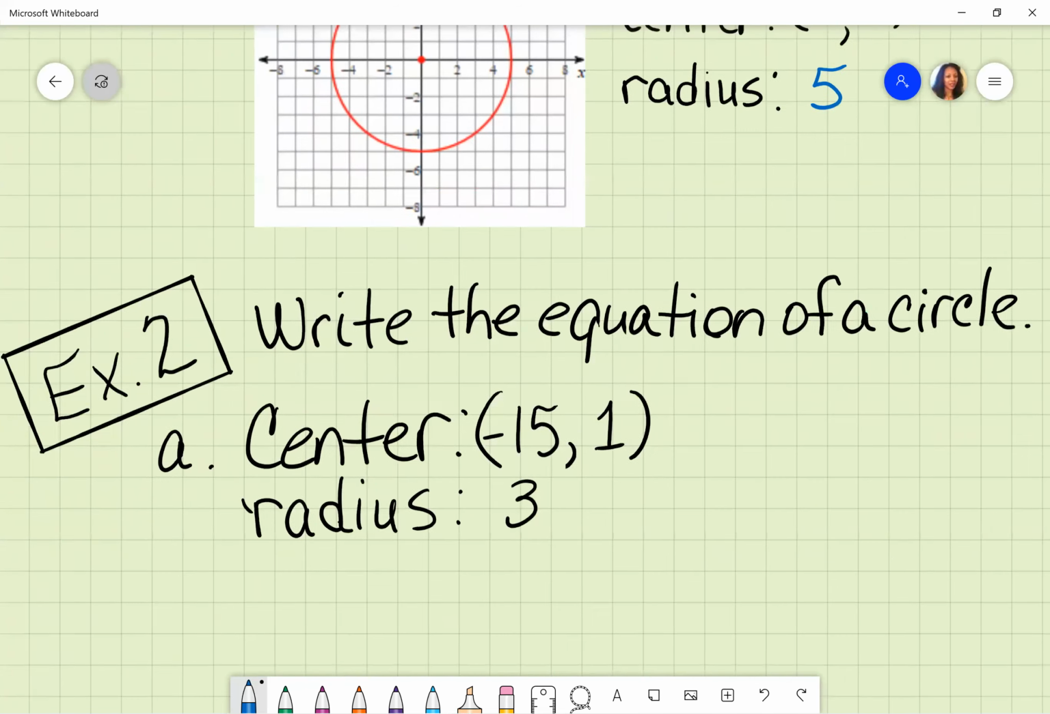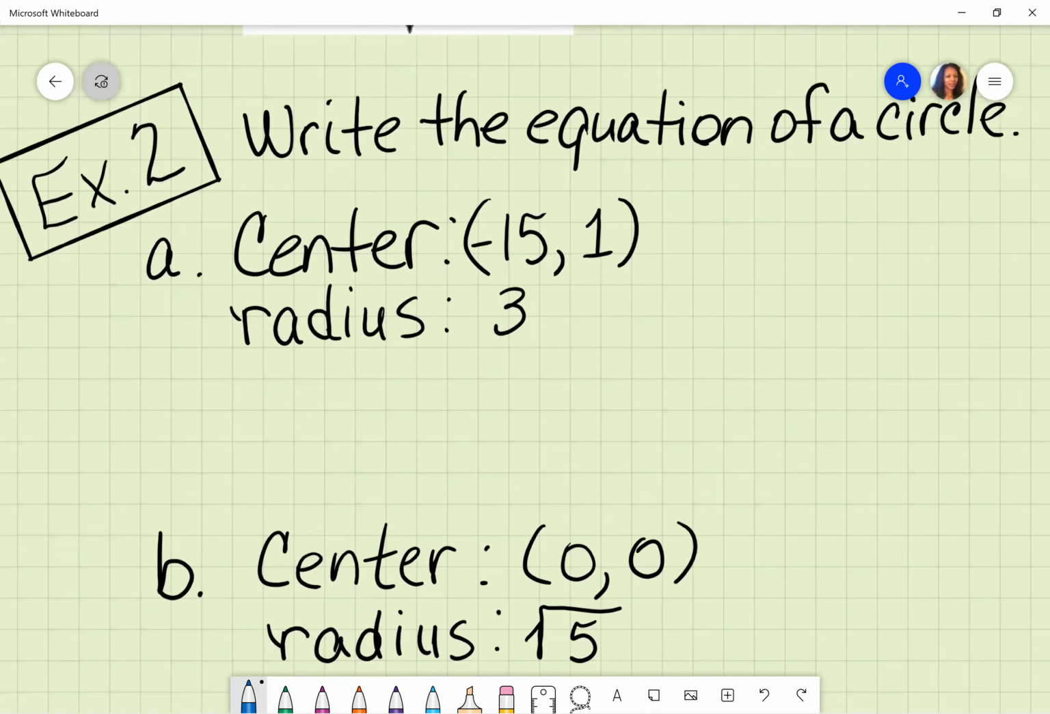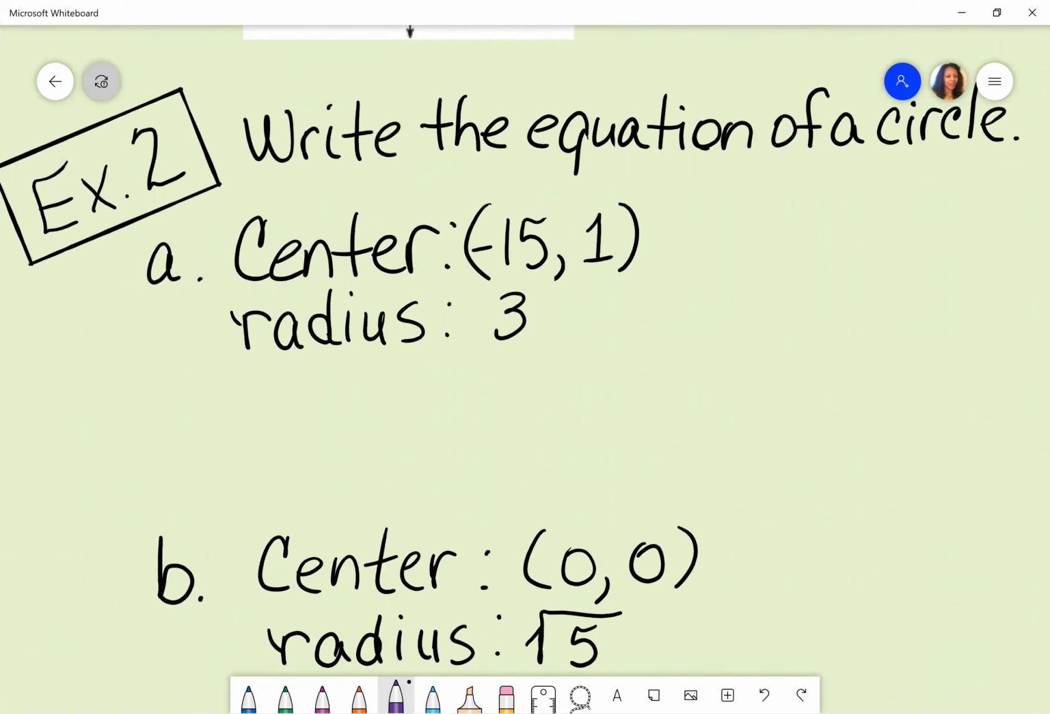Okay, let's go to the next example where we're trying to write the equation of a circle, but this time we're given information. This is why you would need to understand what the formula looks like for writing an equation of a circle. Let's recall it is (x minus h) squared plus (y minus k) squared is equal to r squared. What you are trying to do is substitute in for your h, k, and your r. Recall again that your center is h and k. They told us in this problem that my center is -15 and 1.